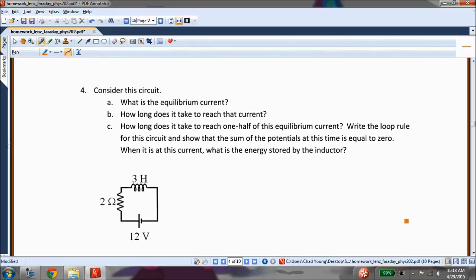Okay, let's see. We have an LR circuit. First of all, I just want to know what is the equilibrium current. That should be really simple. 6 amps. Hopefully it's simple. Hold on just a second.